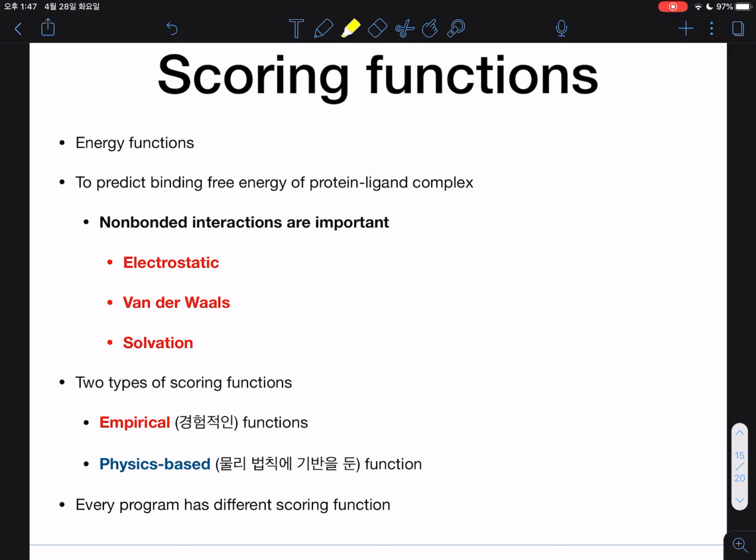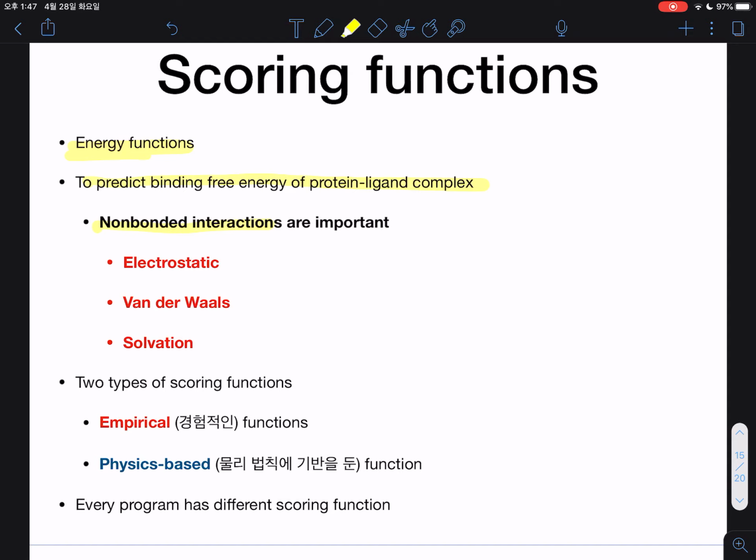Then let's talk about the general way to do protein ligand docking calculations. First, we need to think about scoring functions. The scoring functions are, in other words, called energy functions, and the energy functions are used to predict binding free energy, or binding affinity, between protein ligand complexes. For the protein ligand binding free energies, in general, non-bonded interactions play an important role. So the non-bonded interactions are important.